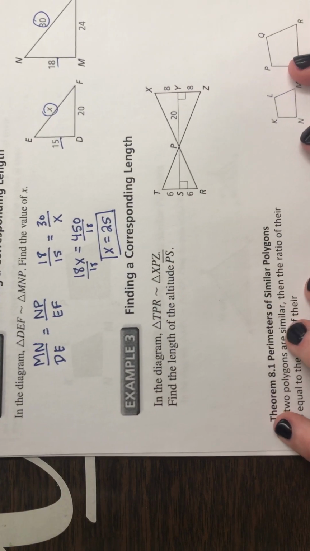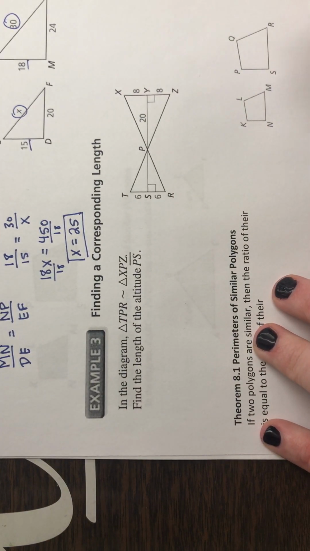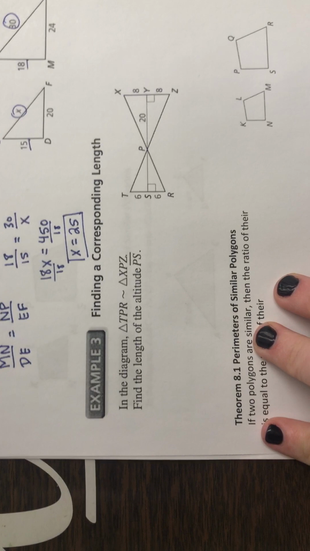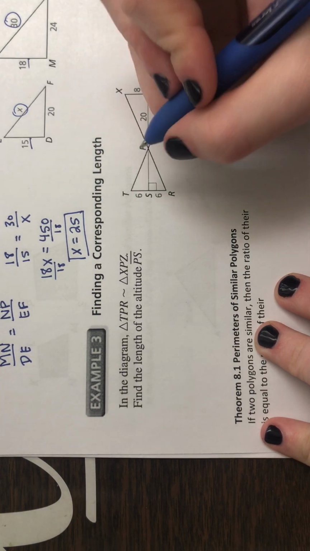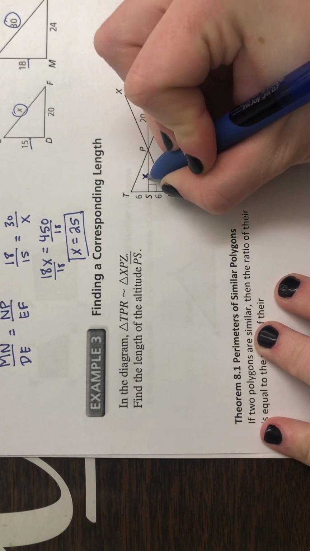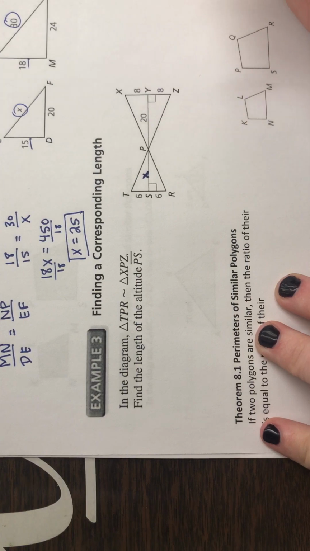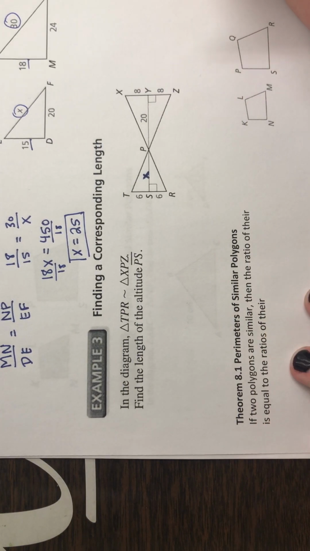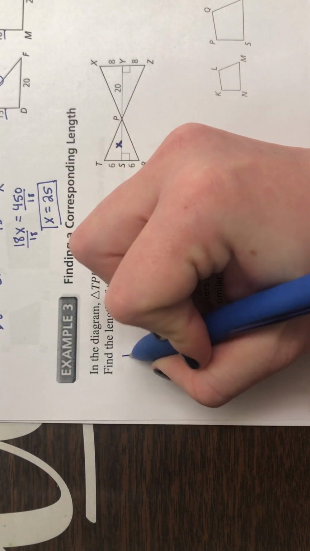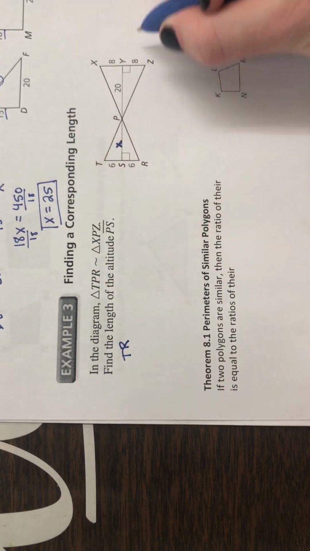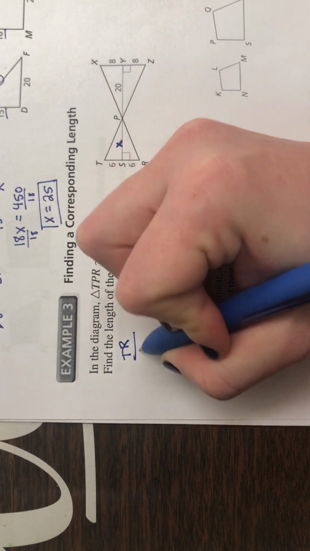Scooting on up now, we have example 3, finding corresponding lengths. It says in the diagram, triangle TPR is similar to triangle XPZ. Find the length of the altitude segment PS. I'm looking for this value in here, so we can label that with an x. I know that TR in this triangle corresponds to XZ.